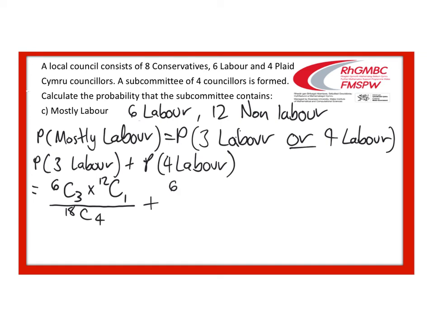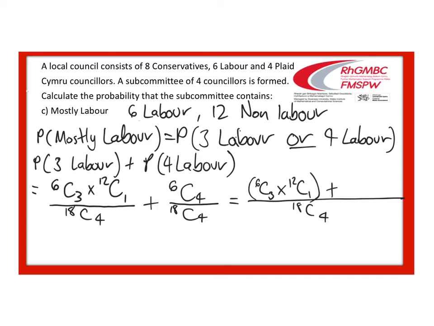So that would be, I've got 6 Labour councillors to pick from. I'm going to pick 4. That's all 4 picked, so I don't need to worry about anything else. And then I'm going to divide that by the total number of teams. Alternatively, I could have written this out slightly differently. I could have just put this all over a total of 18 choose 4. And I could have taken the number of ways we can pick 3 Labour, 6 choose 3, times 12 choose 1, and just added it to the number of ways I could pick the 4 Labour. If I was to do that, the total number of teams I could pick that was mostly Labour would be 255. This is over the total number of teams I could pick, which was 3,060. And if you cancel that down, you get 1/12.